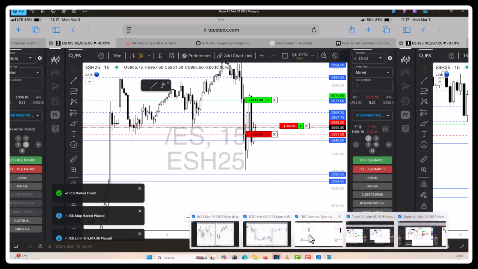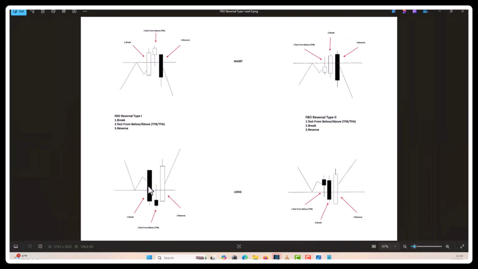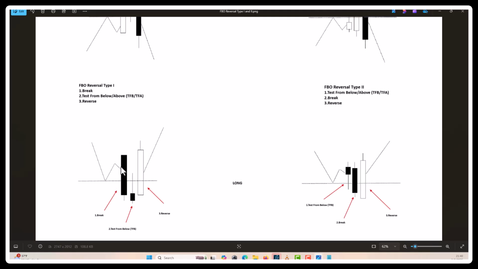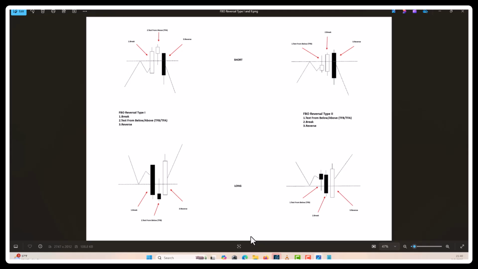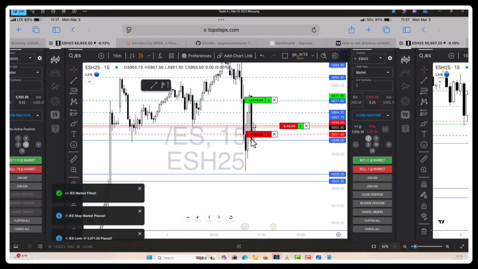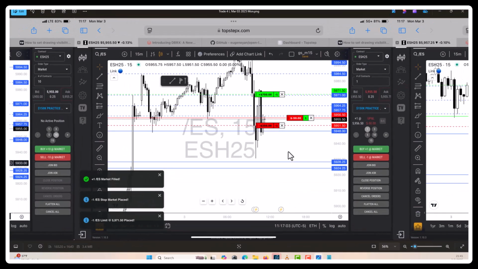So go back to this. This is a type 1 right there. You see that? Break, test from below, and reverse. So that's the logic when we go into this trade.